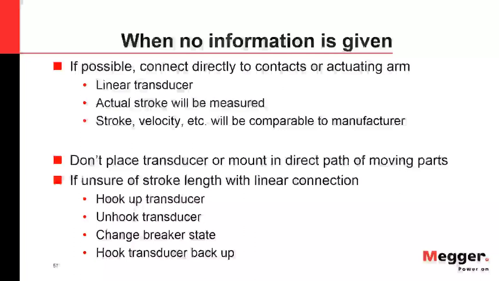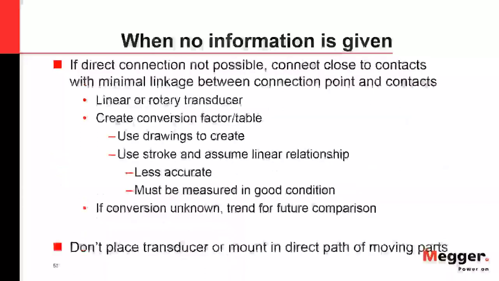If direct connection is not possible, you want to connect as close to the contacts as you can, with minimal linkage between the connection point and the contacts. Here you can use a linear or a rotary transducer, whatever is easiest for you to hook up. Then you need to create a conversion factor or table. You can use drawings to create this. You can use the stroke and assume a linear relationship, but that can be less accurate.